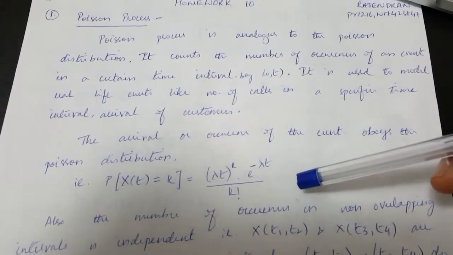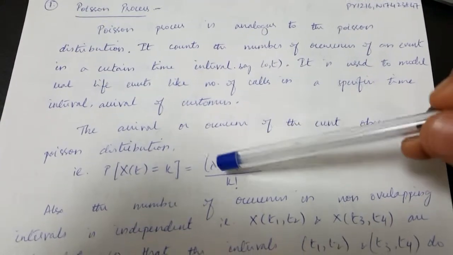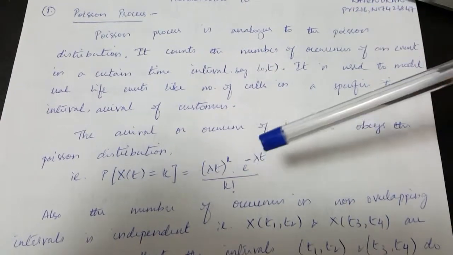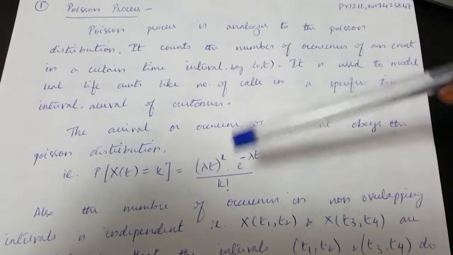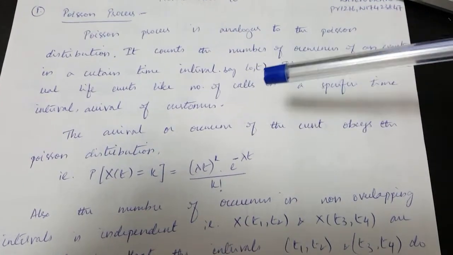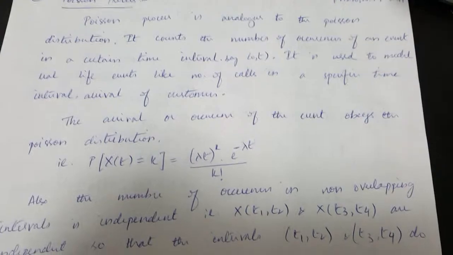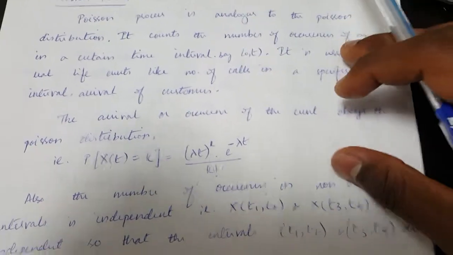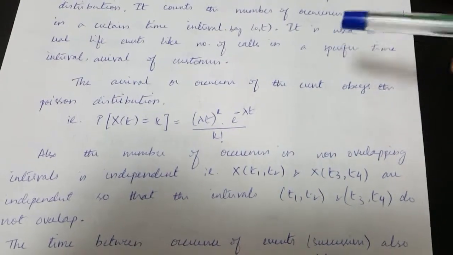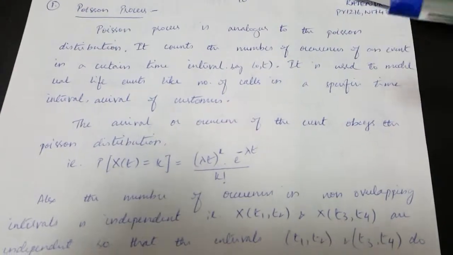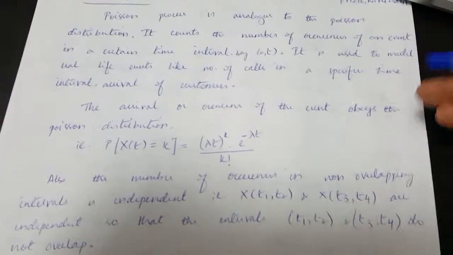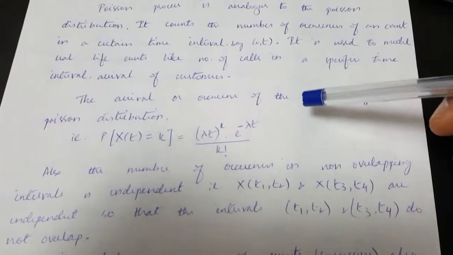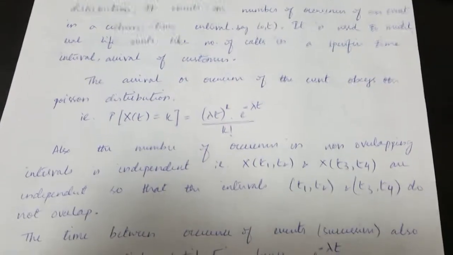So we know that for Poisson distribution, the probability of the number of occurrences in the time t is (lambda t) to the power k, times e to the power minus lambda t, divided by k factorial, where k is the number of occurrences and lambda is the mean. So here in Poisson process, we consider a time interval instead of a single time. The interval can be from t1 to t2 or from t3 to t4, etc.